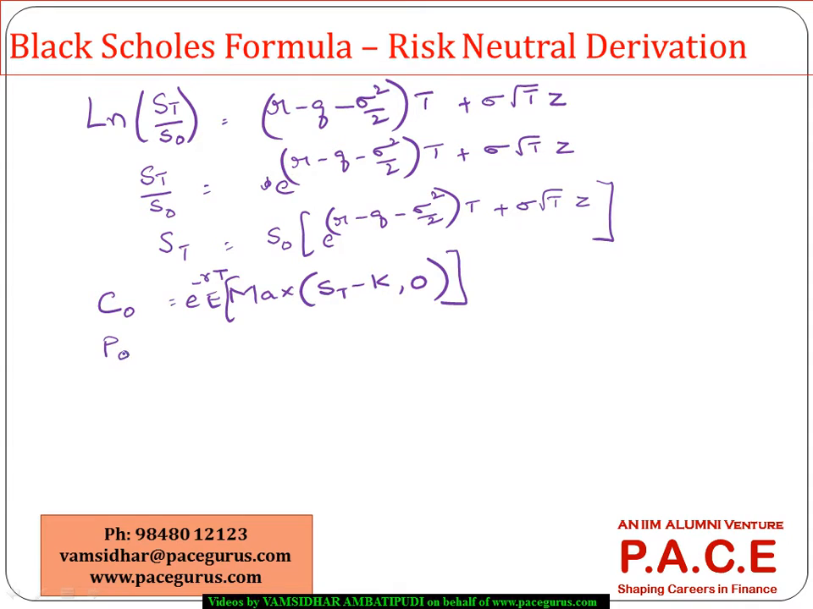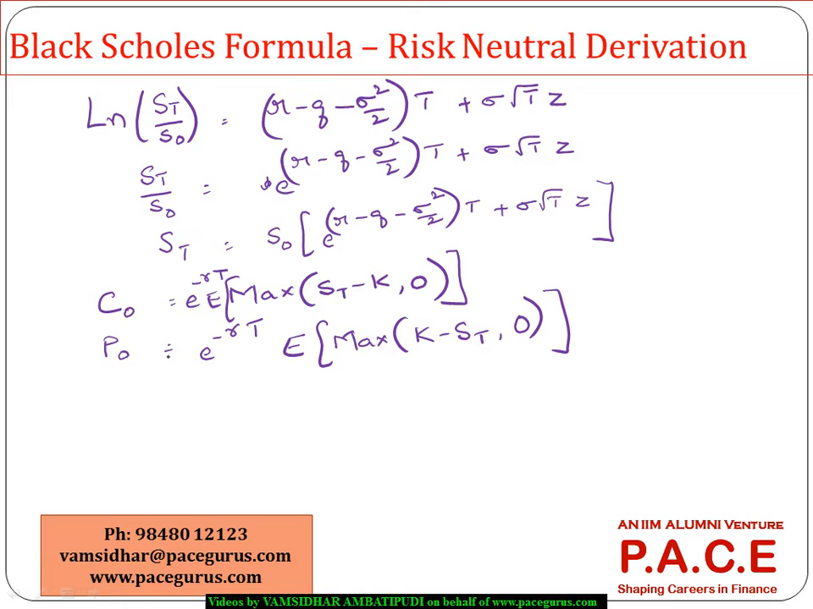The same way, if I am looking at the price of the put option, it is e to the power of minus rT times the expected value of the maximum of K minus ST, comma 0. So now what we will try to see is, first let me work it out for the call option.